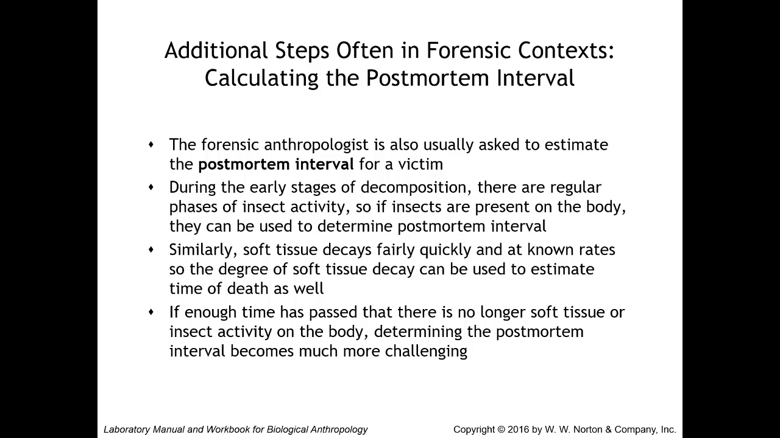Similarly, soft tissue decays fairly quickly and at known rates. So the degree of soft tissue decay can also be used to estimate time of death as well. If enough time has passed that there is no longer soft tissue or insect activity on the body, determining the postmortem interval becomes much more challenging. Bones decay too gradually to be used alone for calculating elapsed time intervals, so calculating the postmortem interval is further complicated by variations in the environment and decompositional conditions, right? So again, depending on the area, the temperature, it can lead to changes in calculating this postmortem interval.